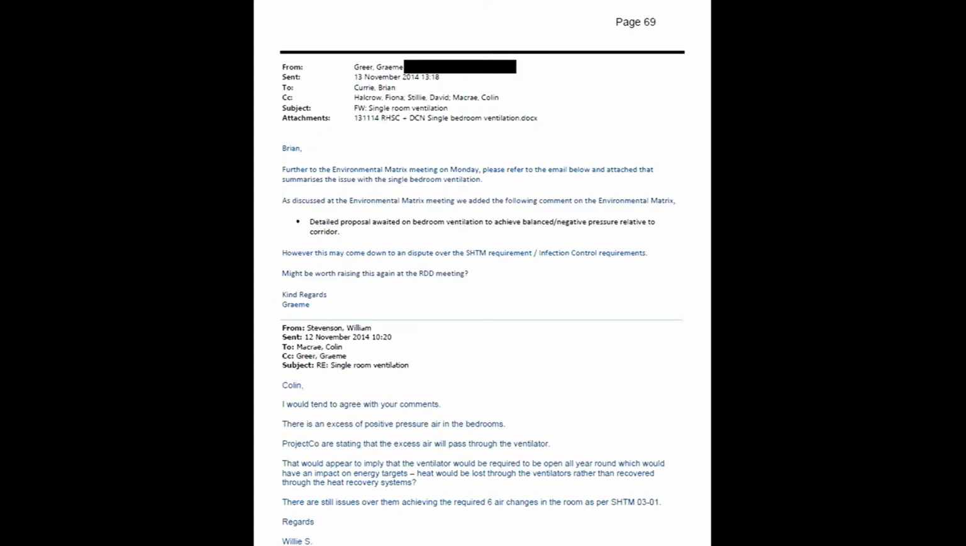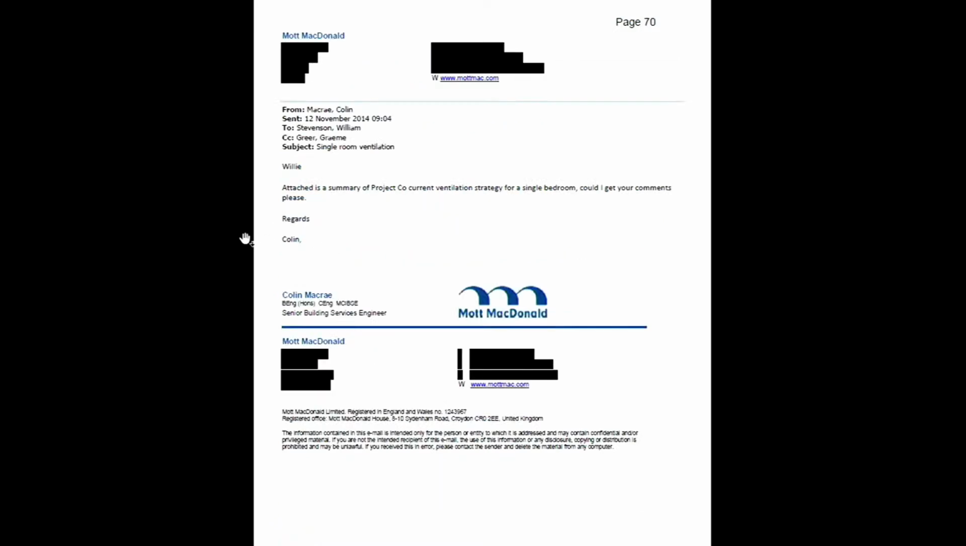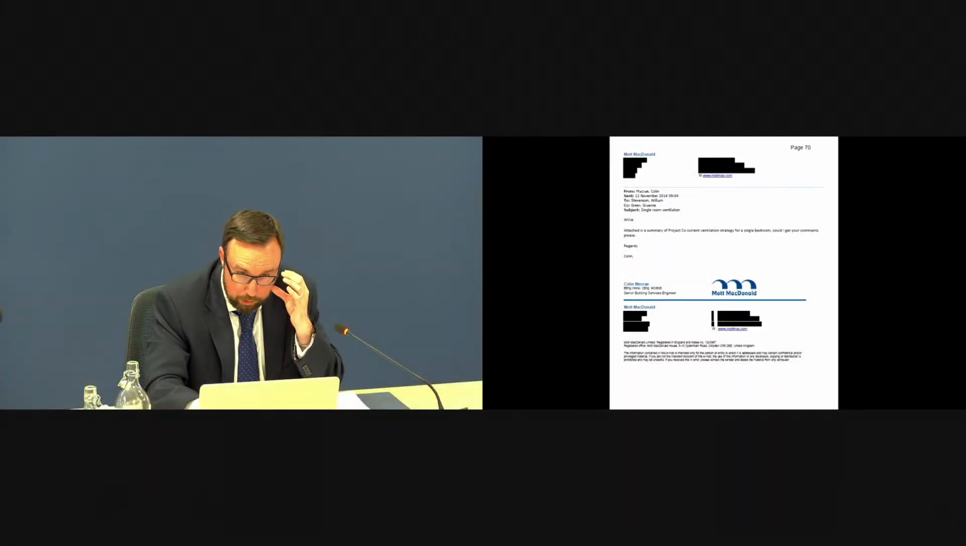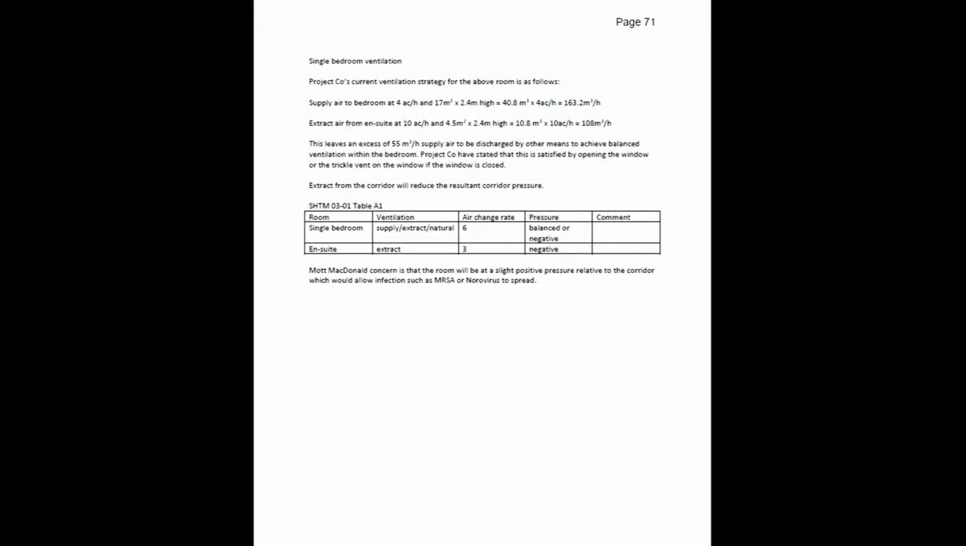If we look on to page 70 within that chain, you'll see an email from Colin McRae to William Stevenson, which you're copied into. Do you see that? Yes, yeah. Where he says, "Attached is a summary of Project Co current ventilation strategy for a single bedroom. Could I get your comments, please?" Do you see that? Yes. And then if we look over, we see the comments that had been made on page 71. This is Mr McRae's views on the single bed ventilation. And just below the table, do you see wording beginning Mott MacDonald? Yes. It says, "Mott MacDonald concerns is that the room will be at a slight positive pressure relative to the corridor, which would allow infections such as MRSA or norovirus to spread." Do you see that? Yes.